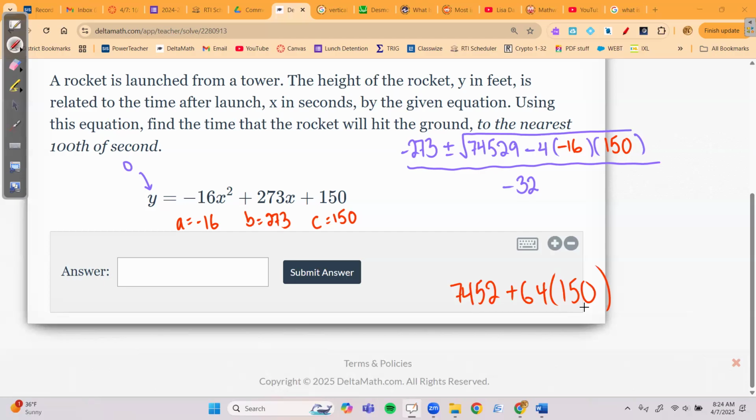So I'm going to type that in right now. 74,529 plus 64 times 150. Now there's going to be a number just sitting on my calculator screen right now. I'll write it over here. It is 84,129. What do we want to do to that number?